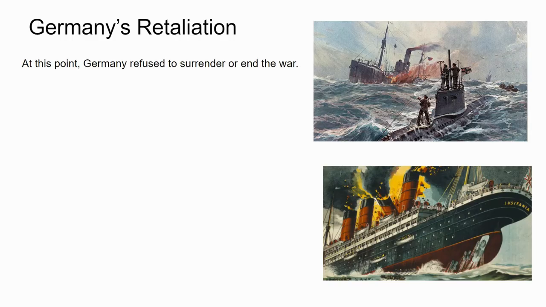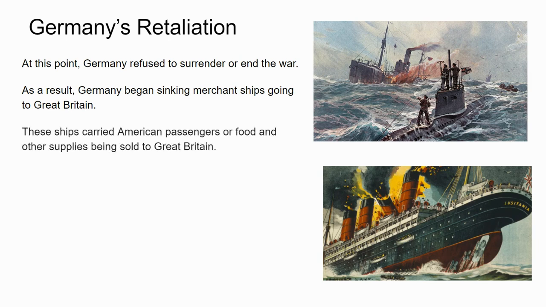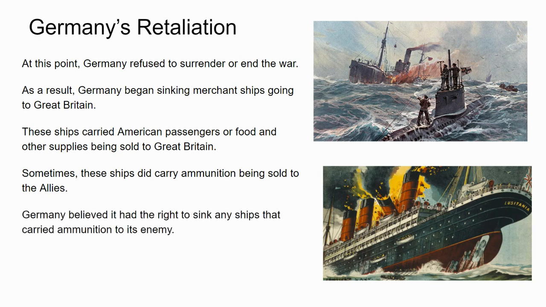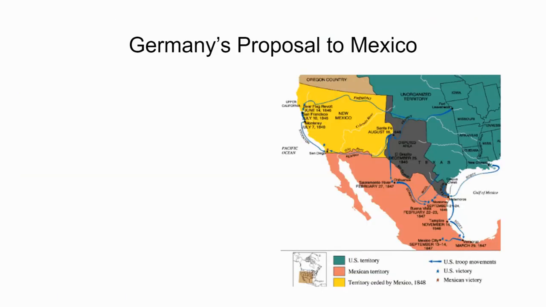However, it did not. Germany refused to surrender or end the war, and they retaliated by sinking merchant ships going to Great Britain with their submarines. And these ships carried American passengers or food and other supplies being sold to Great Britain. And sometimes these ships carried ammunition being sold to the Allies. Germany believed it had the right to sink any ships that carried ammunition to its enemy. So the Lusitania, a popular American ship, was sunk by German submarines, or U-boats as they were called. Wilson barely flinched. He refused to declare war on Germany.